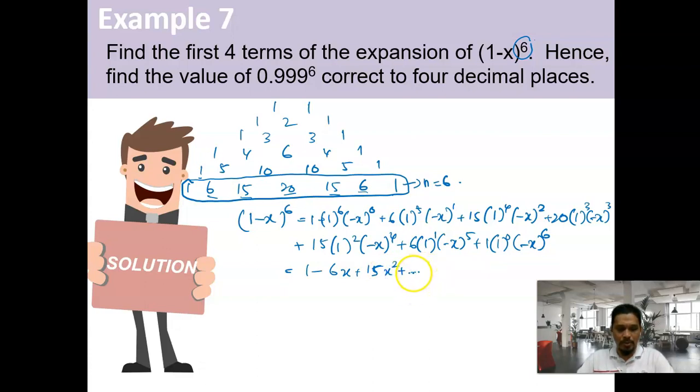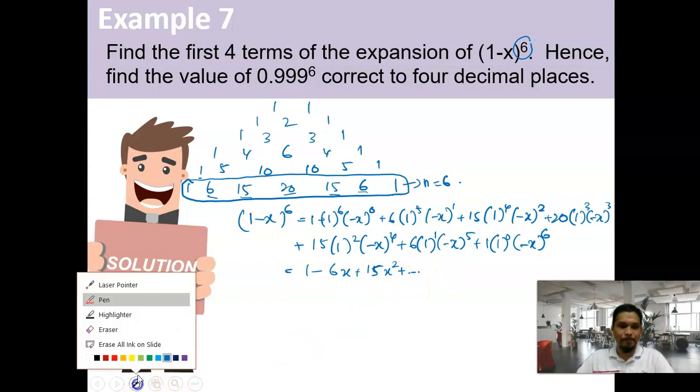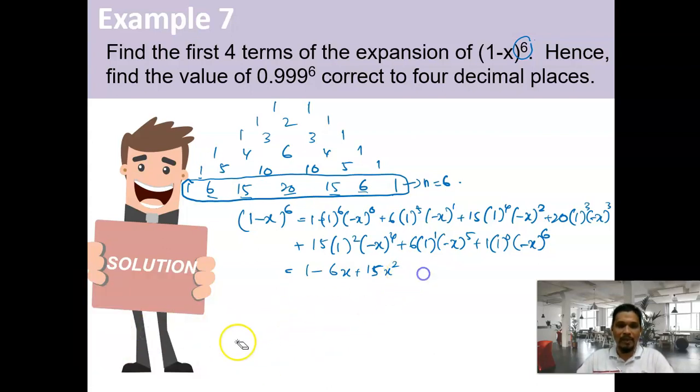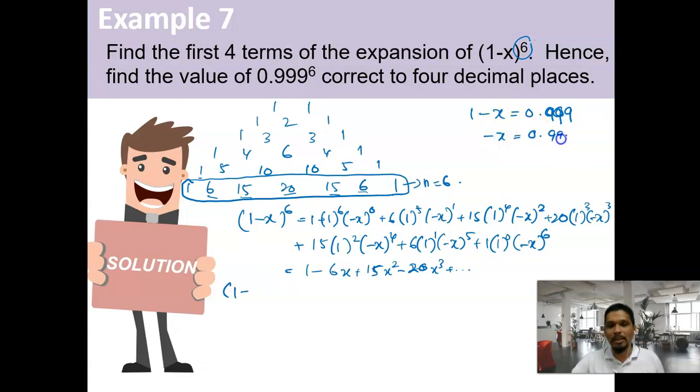Okay, plus minus with. Okay, simplify this: minus 20 of x cubed and so on. Okay, so now we want 1 minus x to the power of 6. Just imagine that we have negative x equal to 0.999 minus 1.